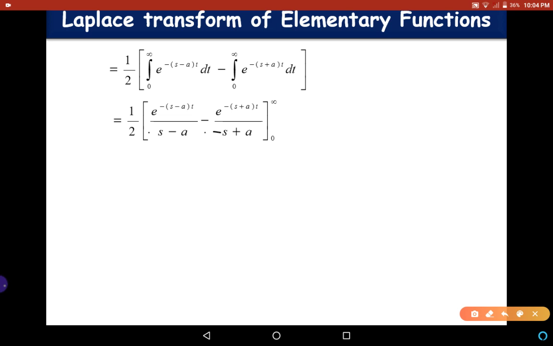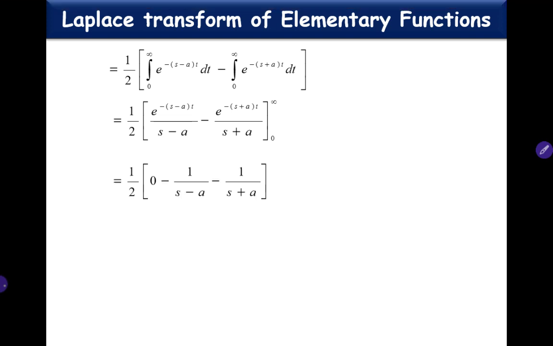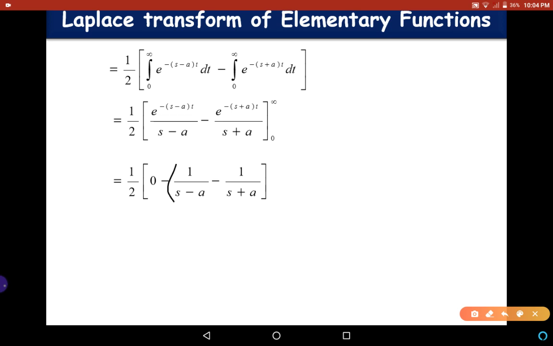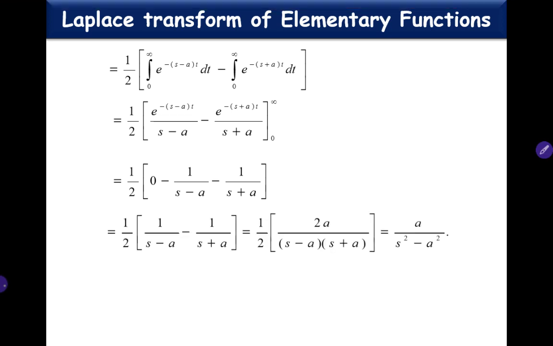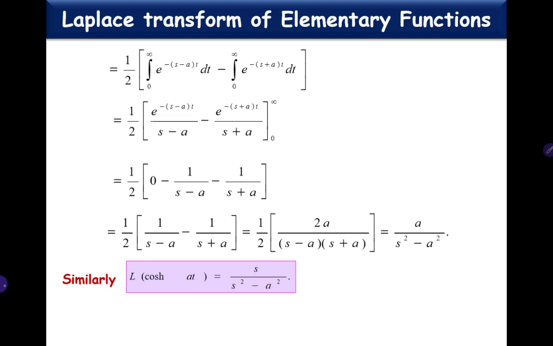And if we substitute limits, we get 0 minus of 1 by s minus a minus 1 by s plus a, which after simplification gives 1 by 2 times 1 by s minus a minus 1 by s plus a, and after simplification we get this as a by s square minus a square. Therefore, the Laplace transform of sine h at is given by a by s square minus a square. Now can you guess what the Laplace transform of cos h at is? It is s by s square minus a square, and you can easily prove it similarly to the above.